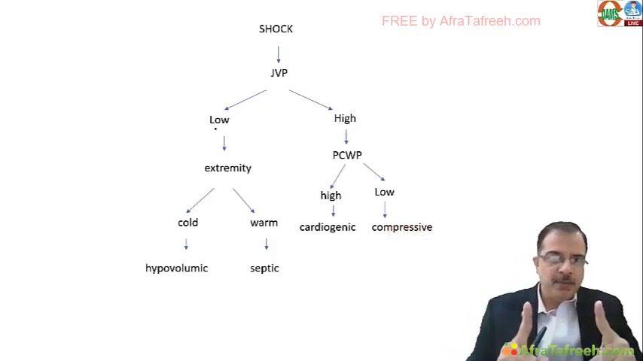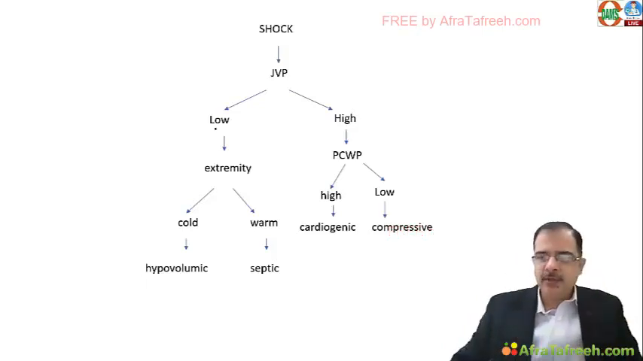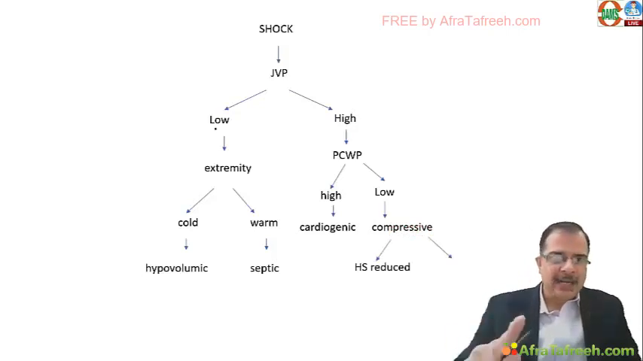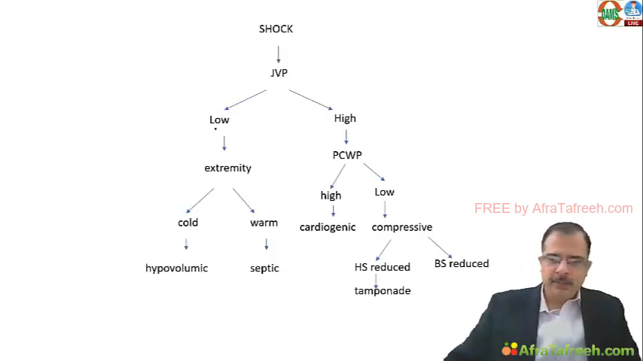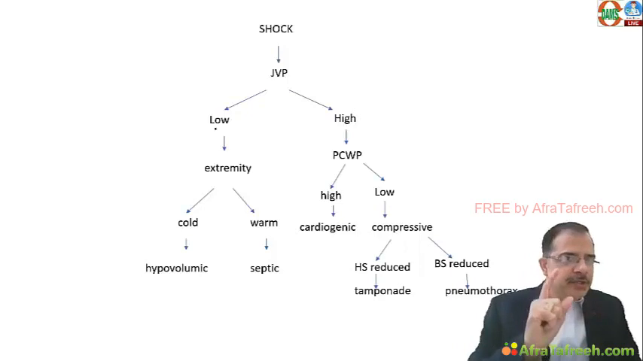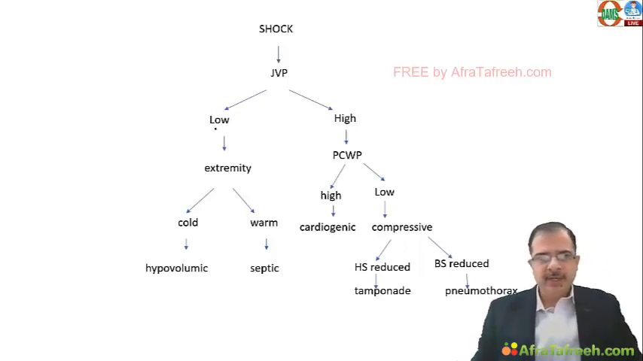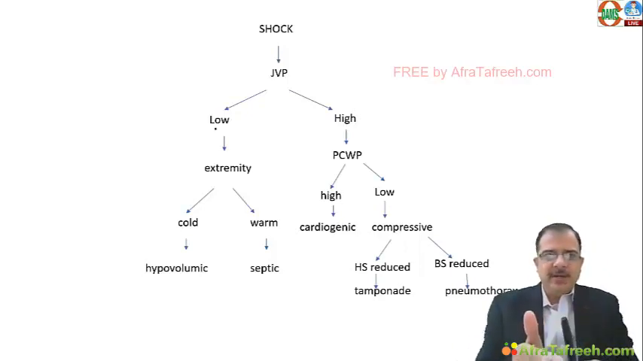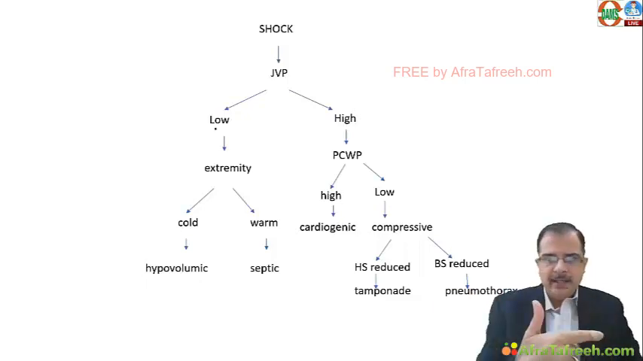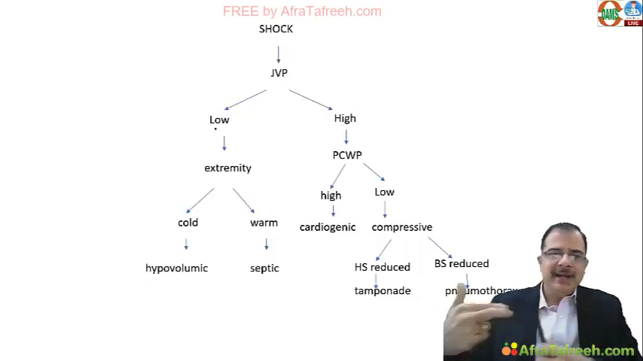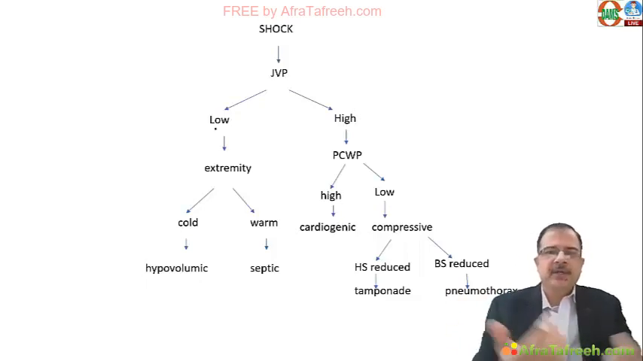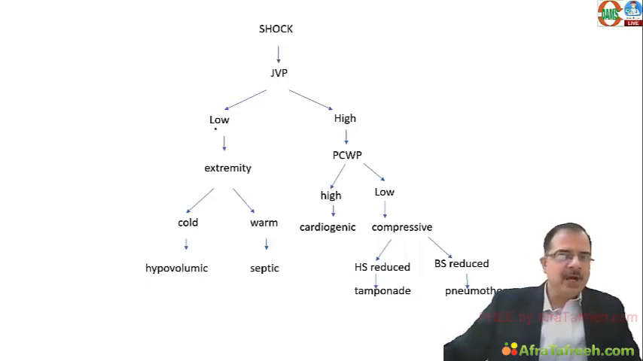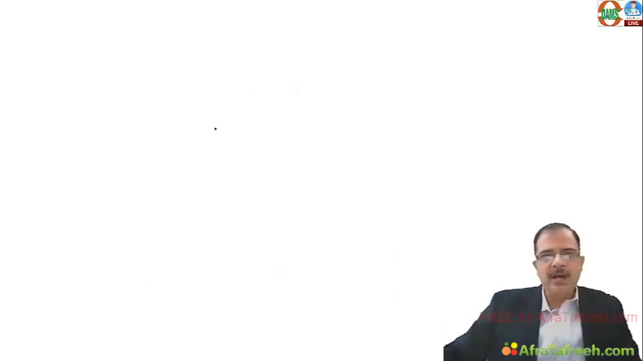Compressive shock means tamponade or pneumothorax. These are the two possibilities. How to know which? With the help of auscultation. Heart sound reduced means tamponade. Breath sound reduced means pneumothorax. So what will be the next line of treatment in tamponade? It is pericardiocentesis, and for tension pneumothorax it is needle insertion in the fifth intercostal space. So this is the summary of the various types of shock and how to make a diagnosis.